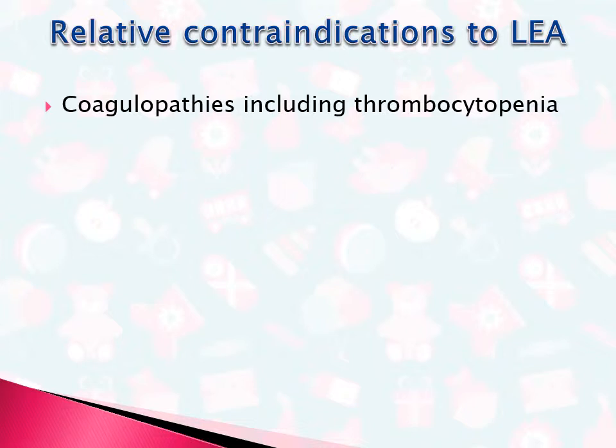So one figure that's used by many anesthesia providers is 75,000 as a cutoff above which it's okay to place an epidural and have less risk of an epidural hematoma. So again, epidural hematoma is the primary concern with any kind of coagulation abnormality.